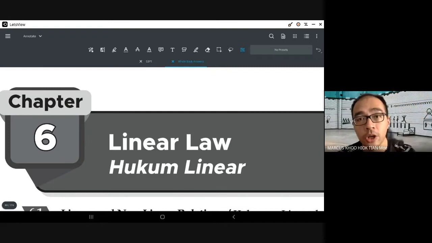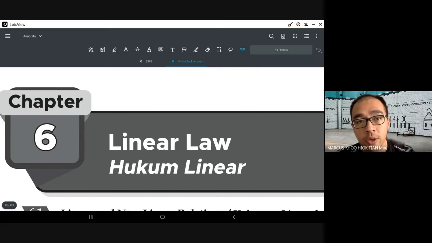Secondly, you're going to need a lot of graph paper because this whole chapter is about graph paper. If you don't have graph paper, please go and buy, otherwise you're going to miss out on this chapter. I think this is one of the easier chapters in Form 4, but it is easy only if you participate in the class.